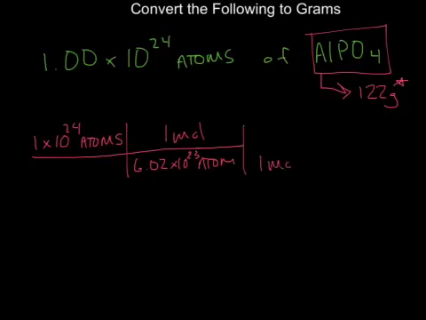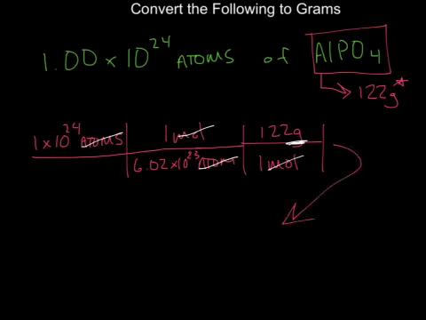1 mole of our compound has a molar mass of 122 grams. We're done with atoms. We're done with moles. We're into grams. And multiply 122 by 1 times 10 to the 24th atoms. Divide it by 602 hexillion. And we get 202.66 grams.